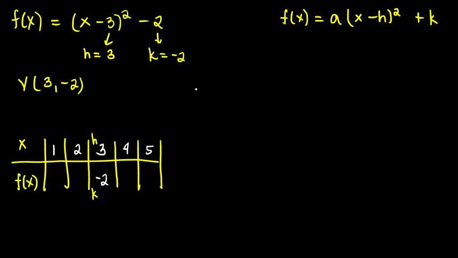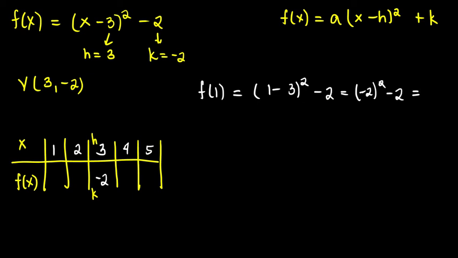Now, for example, let's find the value of f of 1. To evaluate a function means you replace the value of x with this value here. So (1 minus 3) squared minus 2. We will use the original function for this one. 1 minus 3 is negative 2. So negative 2 squared minus 2. Negative 2 squared is 4. Then 4 minus 2 is 2. So the value of f of 1 is 2. We will input 2 here.